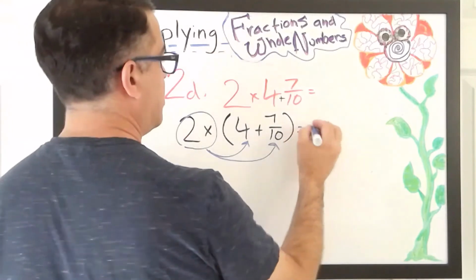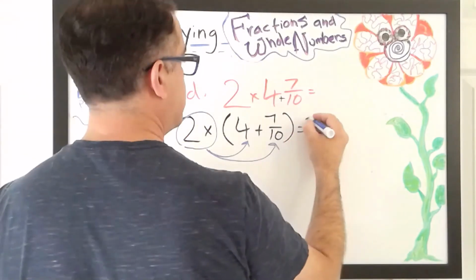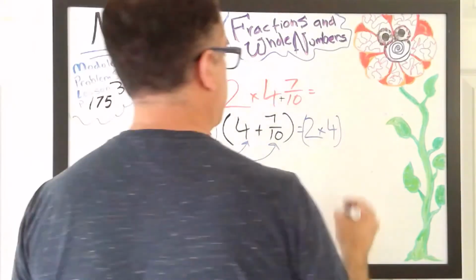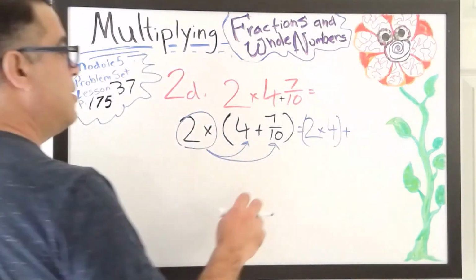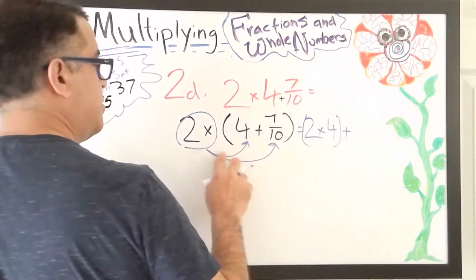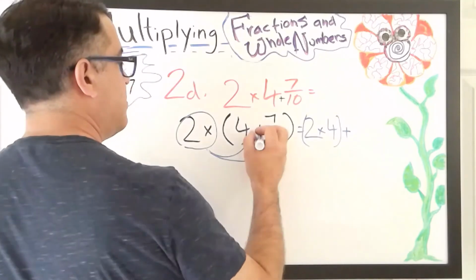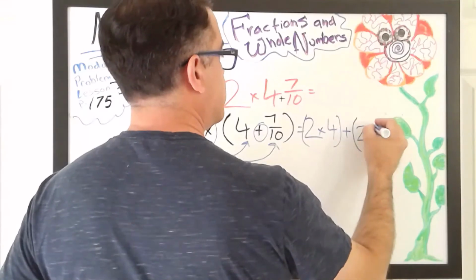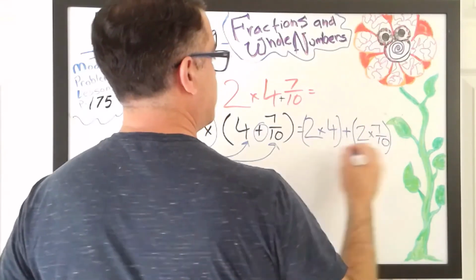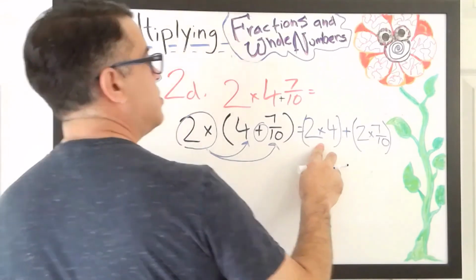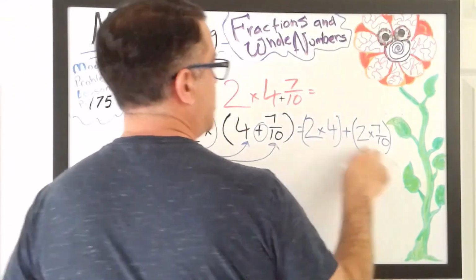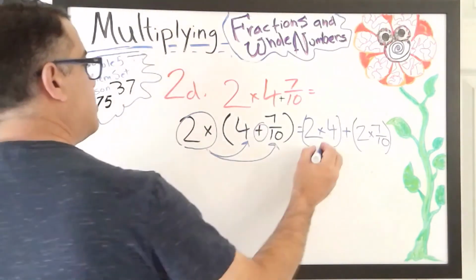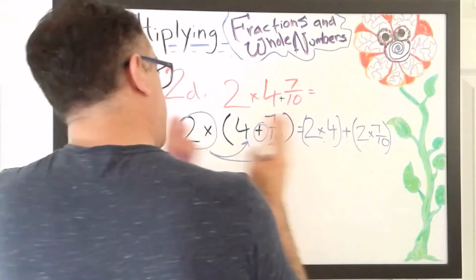So let's rewrite that as 2 times 4. What we're trying to say is the 2 is distributed to the 4 and to the 7/10, so 2 times the 4 and 2 times the 7/10. Remember, there's a plus sign in between, plus 2 times 7/10. So now we have a normal multiplication problem with whole numbers, and then we have the simpler multiplication of a whole number times a fraction that we've been practicing. So let's solve this and then solve this and add them together.